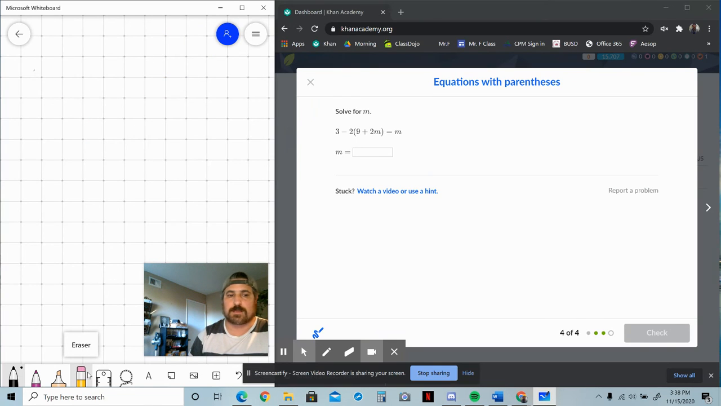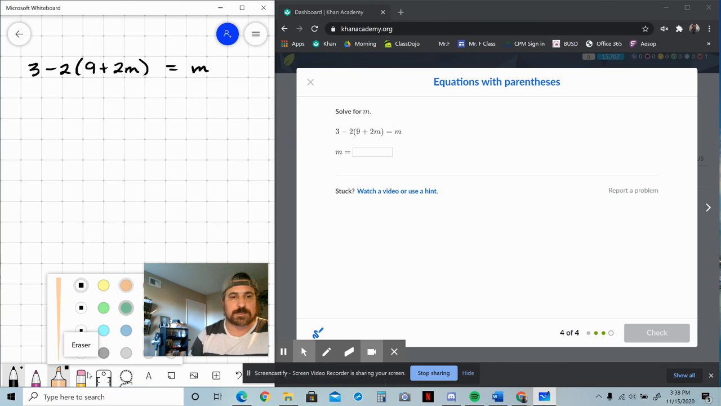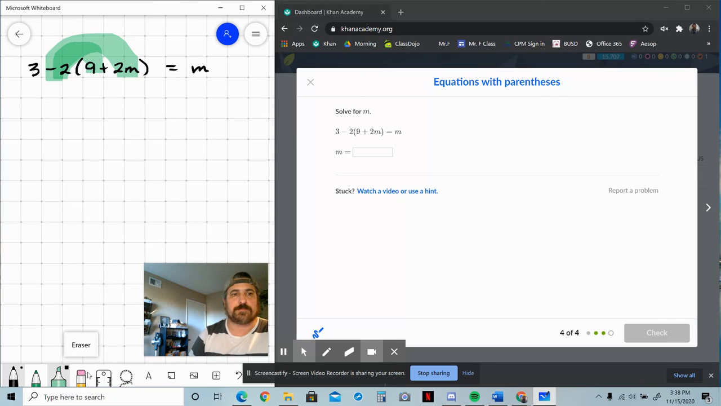All right, let's do it. 3 times the quantity, 3 take away 2 times the quantity of 9 plus 2m is equal to m. All right, so once again, you're going to distribute and then combine like terms. Let's do this in green this time. And then we get a matching kind of green. So we get negative 2 times 9 and negative 2 times 2m. Remember, you're distributing that negative through the parentheses.